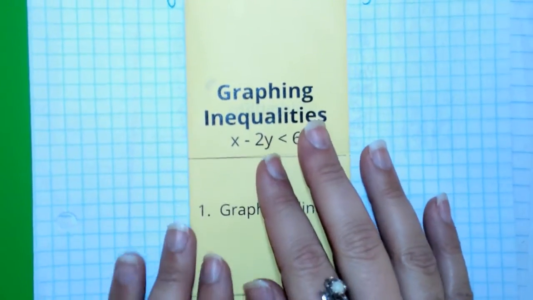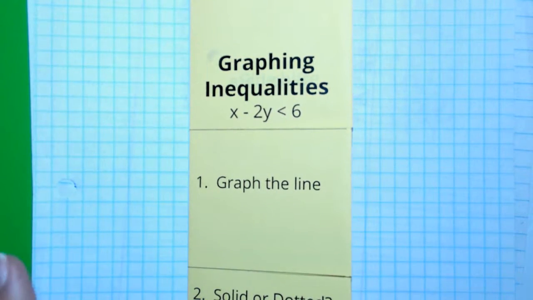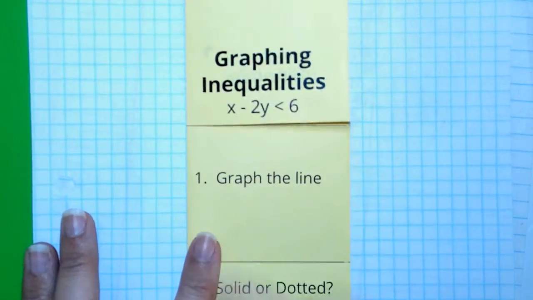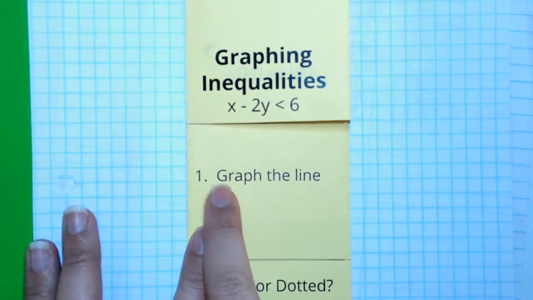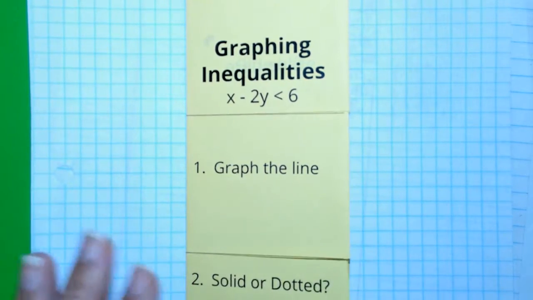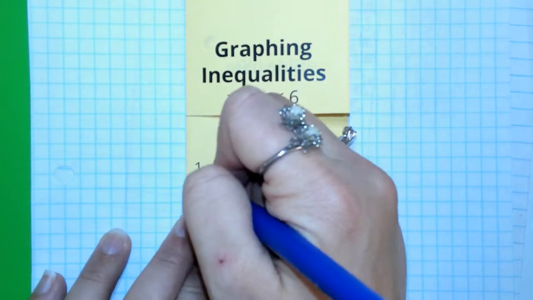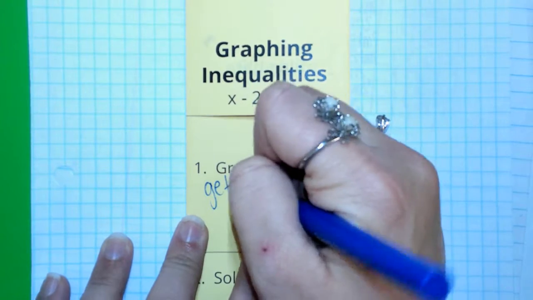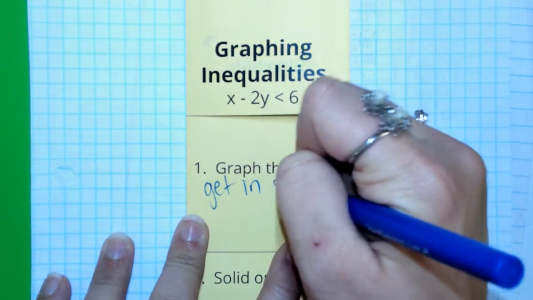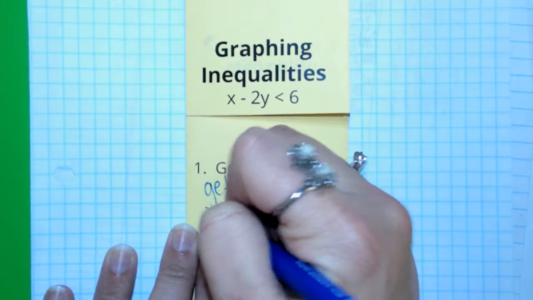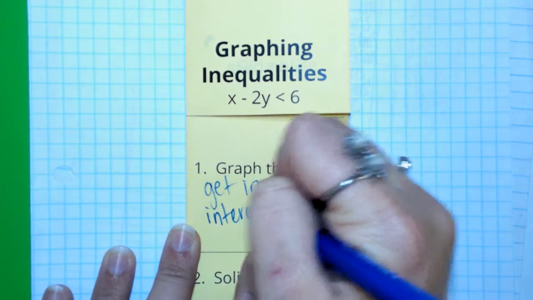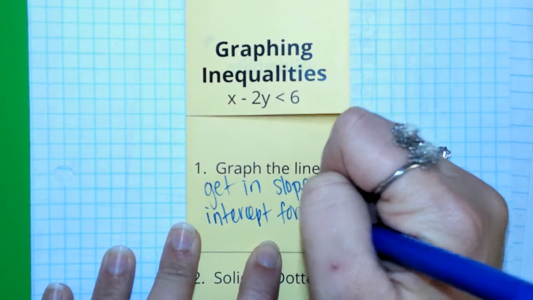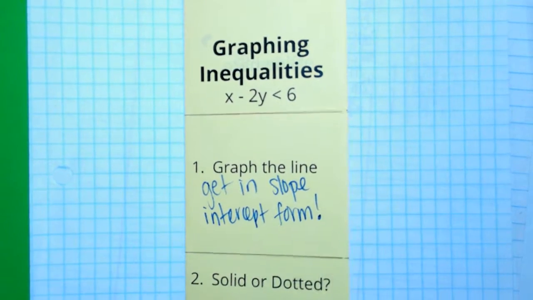Yes, that's a point. All right, remember, you cannot go over 5 today. All right, so graphing inequalities. Okay, so 1, it says graph the line. Get in slope intercept form. Yay!